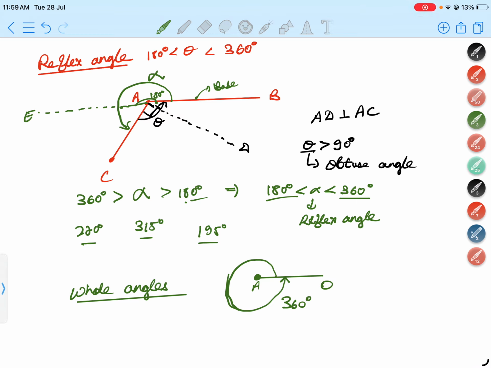So this angle theta, which is equal to 360 degree, is known as the whole angle, and it is also equal to 0 degree, because if we never move from here, we would have gotten theta as 0 degree. So whole angle is 360 degree, and it is also equivalent to the position of theta equals 0 degree.